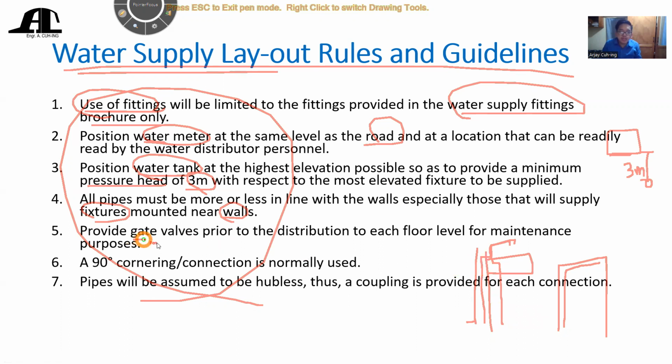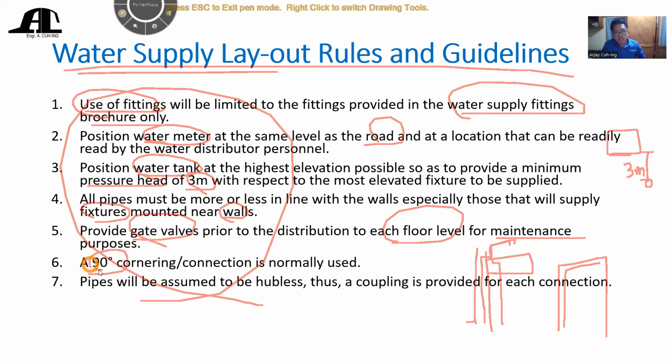Okay? Tapos, item number 5, rule number 5, class, let's provide valves for every floor for maintenance purposes. Okay? So isipin nyo lang, before pumunta dun sa first floor, second floor, and so on, maglagay tayo ng gate valve. Para if ever pag nasiraan yung second floor, controlling natin. Hindi maaabala yung first floor at yung third floor.